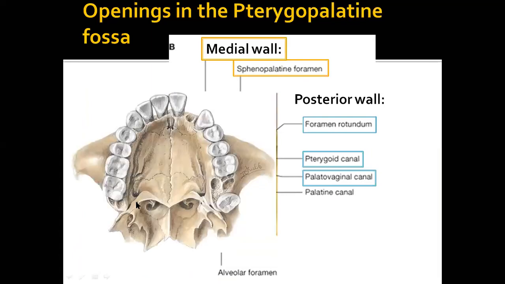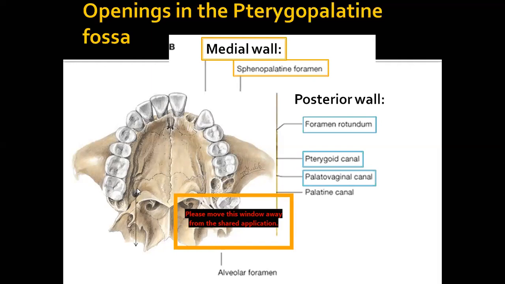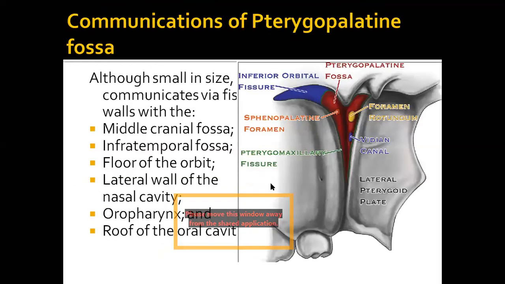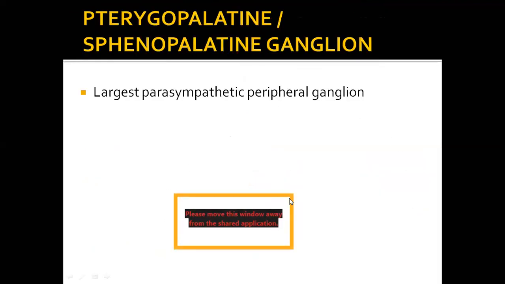And this is the inferior view of the hard palate. This foramen here is the greater palatine foramen. Through this it communicates with the palate also. And you can see the communications. It communicates with the middle cranial fossa, infratemporal fossa, floor of the orbit, lateral wall of nasal cavity, oropharynx, and roof of the oral cavity. Now we'll go on to the pterygopalatine ganglion.